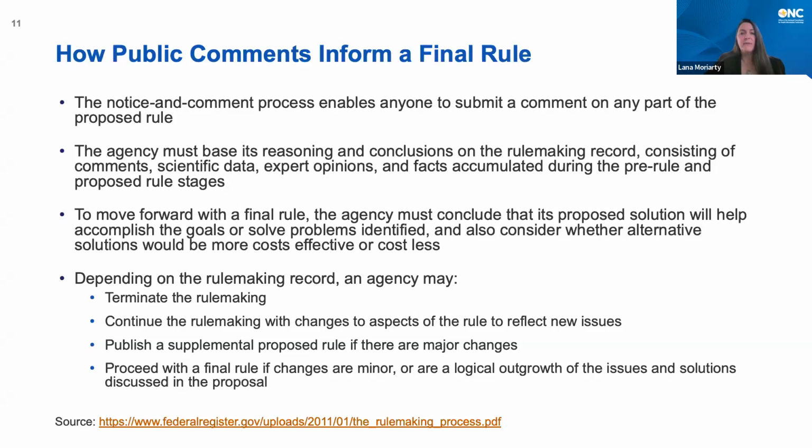So depending on the rulemaking record, an agency could terminate the rulemaking, continue the rulemaking with changes to aspects of the rule to reflect new issues, publish a supplemental proposed rule if there are major changes, or proceed with the final rule if changes are minor. Later in the presentation, we talk more about the importance of public comments and how they are shaping the final rules, including providing an example. We will also spend some time explaining how to comment on the HTI1 proposed rule.